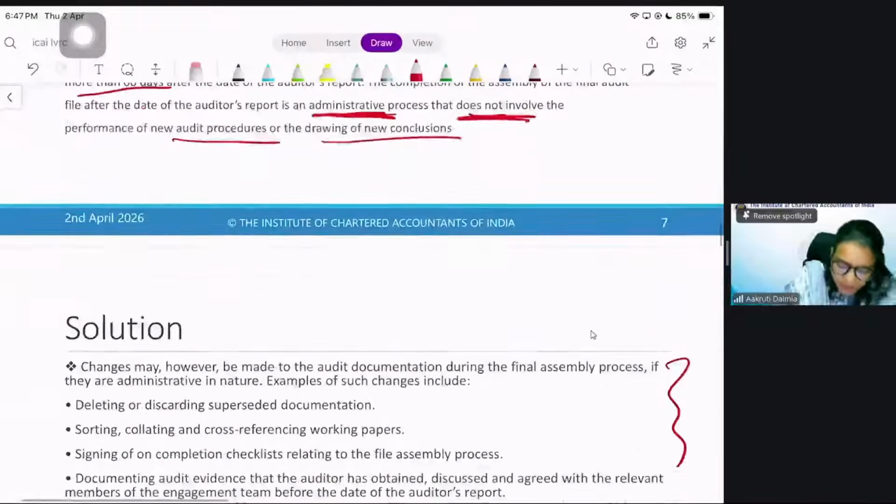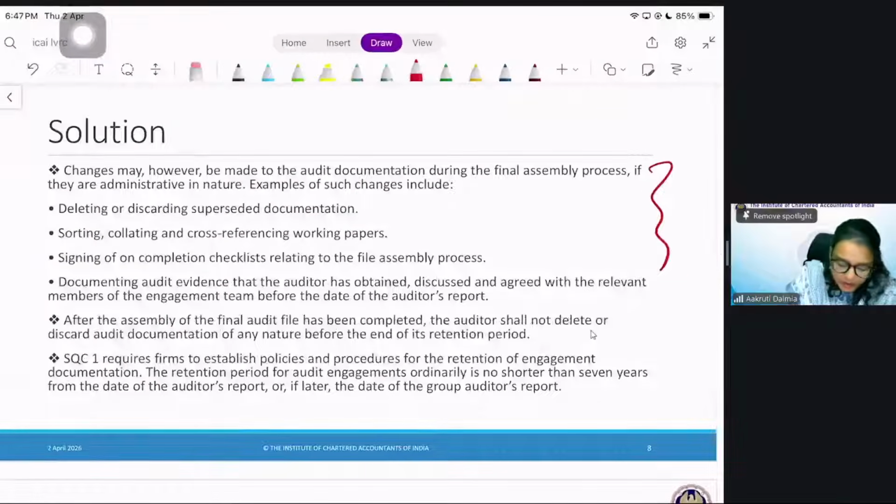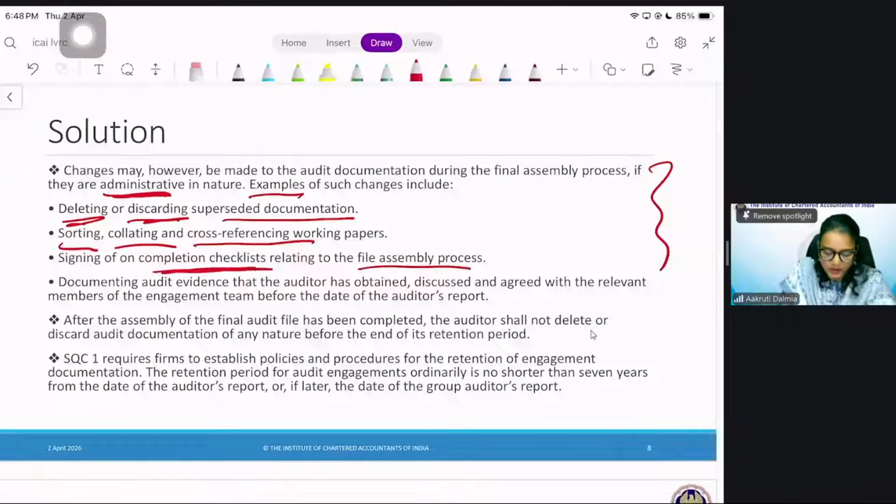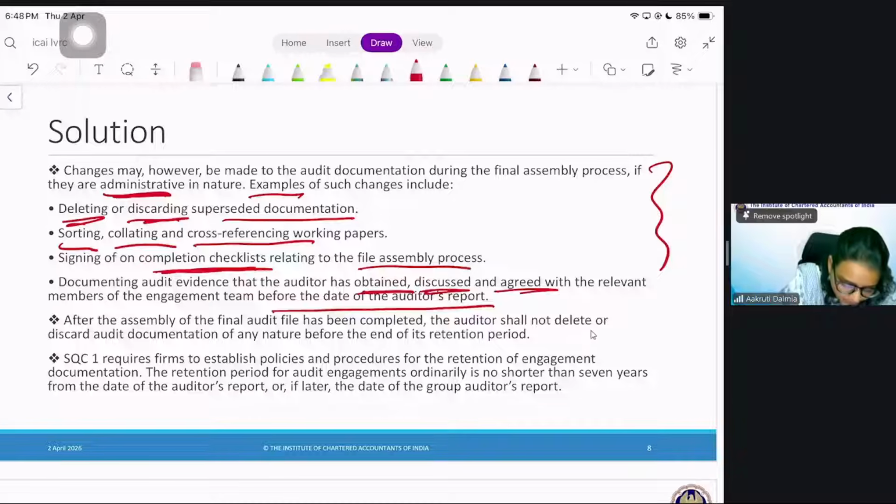So changes may however be made to the audit documentation during the final assembly process if they are administrative in nature. Examples of such changes are deleting or discarding superseded documentation, sorting, collating, cross-referencing any working paper, signing on completion checklist relating to final file assembly process, and documenting audit evidence that the auditor has already obtained, discussed and agreed with the relevant members of team before the date of audit report. तो कुछ पुराने documents हैं, उसको आप खाली assemble करके जो साथ रख रहे हो.